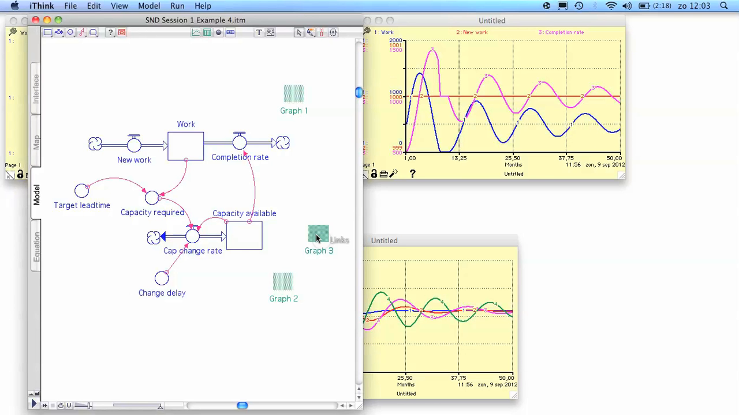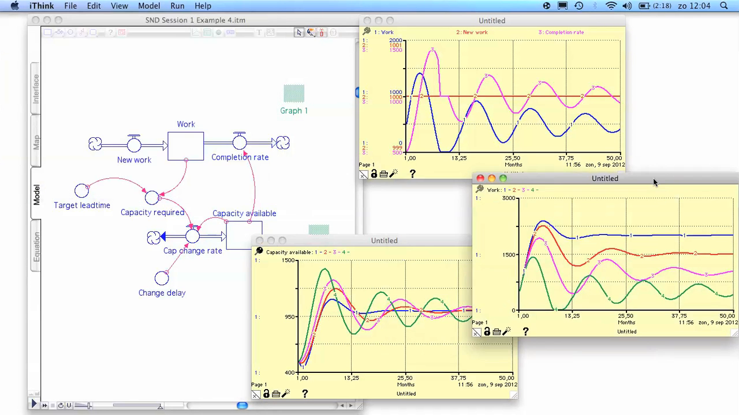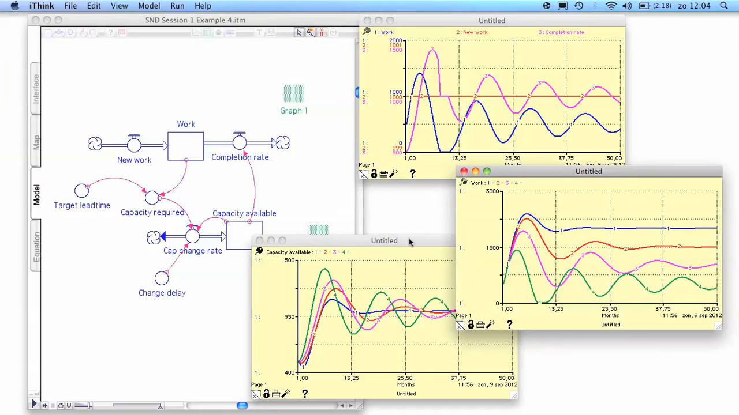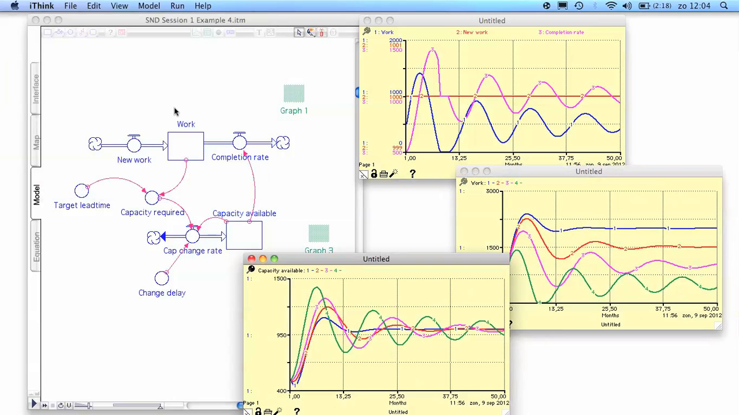So, in Example 4, and indeed in Example 3, we looked at different ways of improving the performance of this system. It seems frustrating and unnecessary that with such a simple inflow of work and a capacity that adjusts to the work, we seem not able to get rid of all this fluctuation, all this oscillation. Although it's okay after a year or so, shouldn't we be able to do a better job?